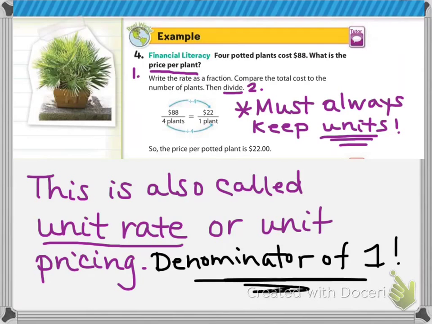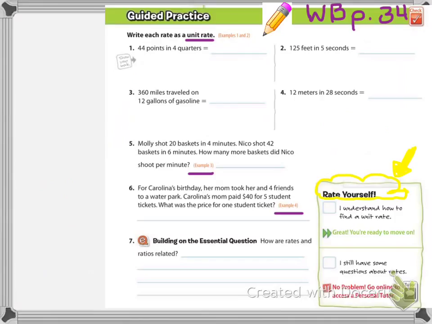Again, must always keep the unit. So you need the dollar sign with this money problem for unit rate or unit price. Both of these words are important. Okay, go ahead. If you've copied this, go to the next page.